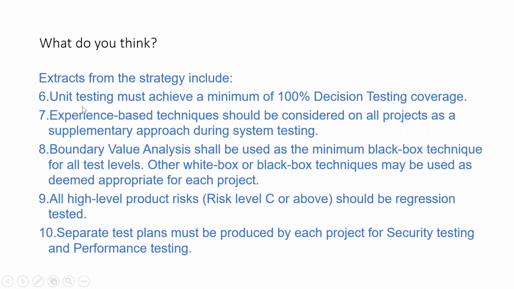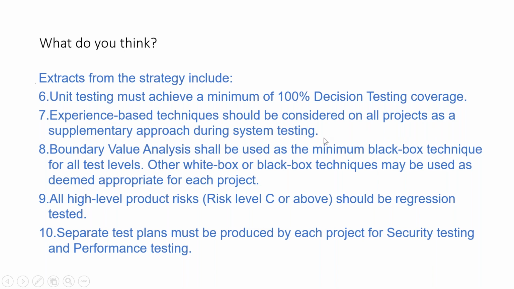Okay, so the 6th item they said is unit testing must achieve a minimum of 100% decision testing coverage, because they know code quality is very important. Every piece of code in the software, not allocated to a particular risk level, everything will have to be tested to 100% decision testing coverage. There are techniques like condition combination testing, simple decision testing, and many things. So they said 100% you have to achieve. There is no exception, every risk element has to be done. And again, that is only for unit level testing. Seventh strategy item is experience-based techniques should be considered on all projects as a supplementary approach during system testing.